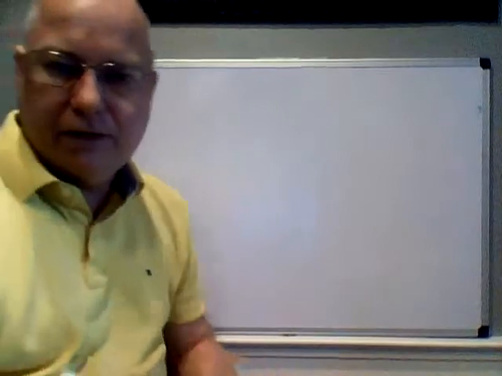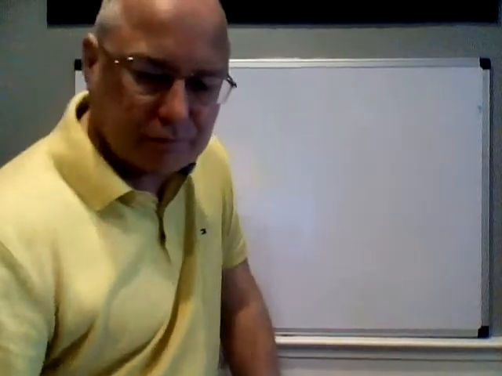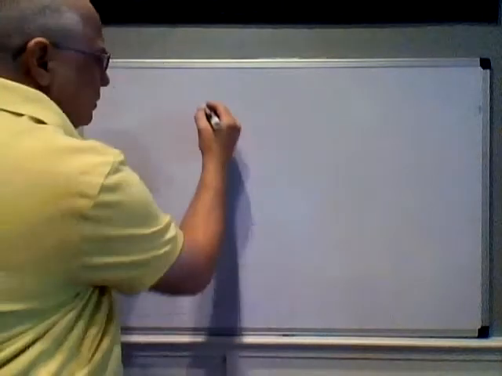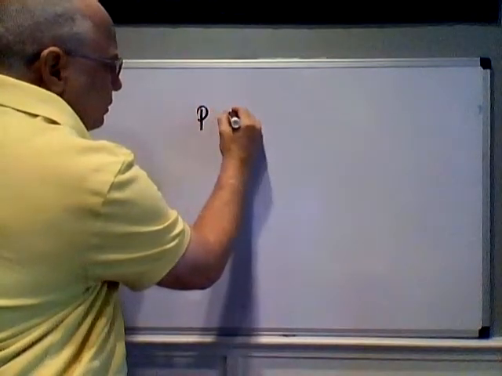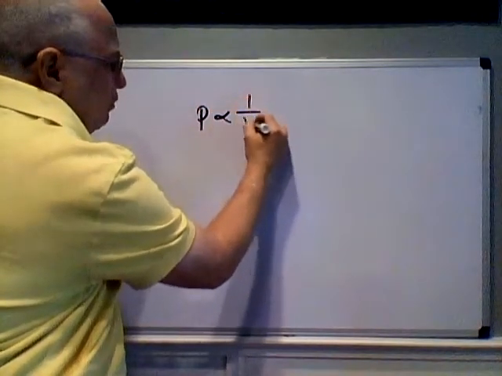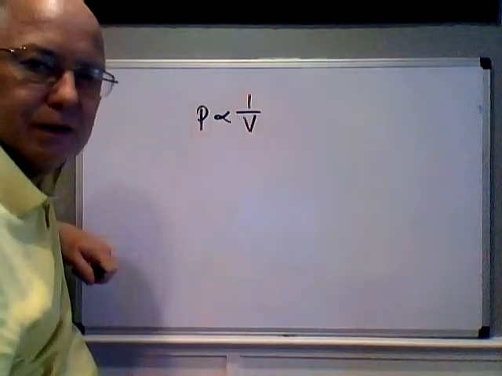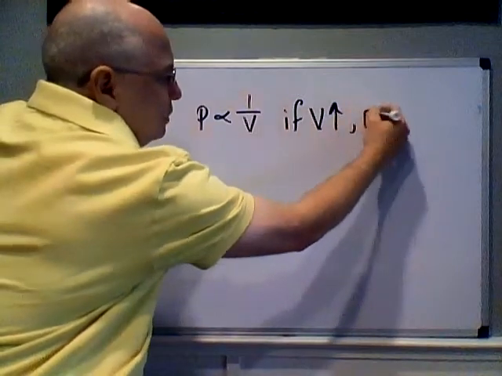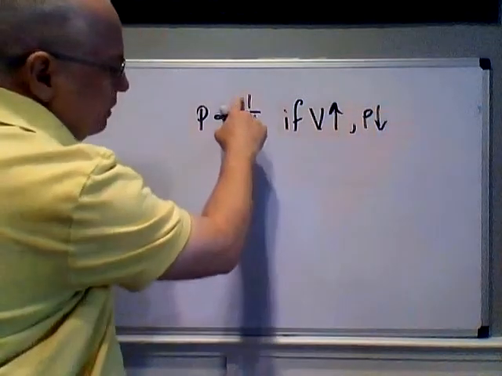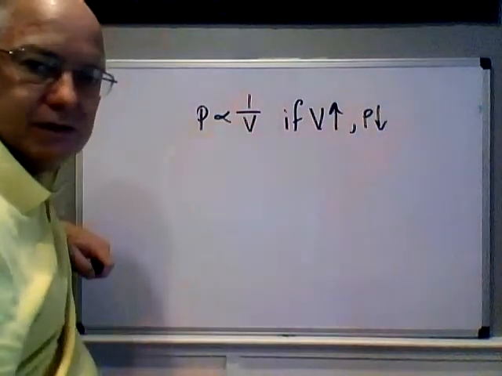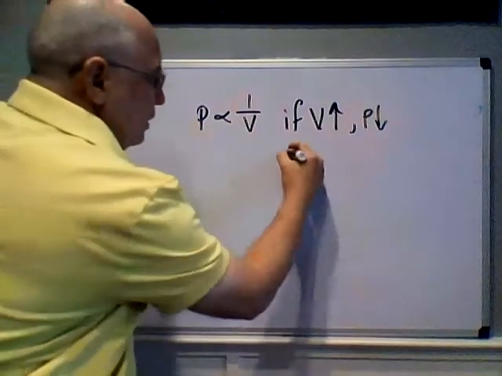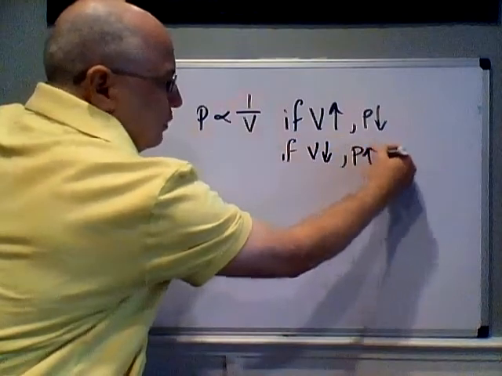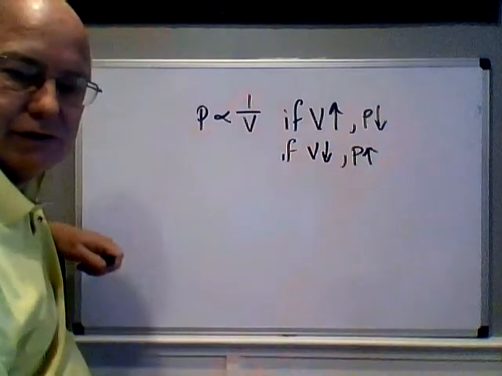So we've talked about inverse relationships before. So let's talk a little bit about this. This is the equation. Pressure is inversely proportional to the volume. What that means is if volume increases, pressure decreases. Anytime I have a 1 over one of these two things, this is the truth. That also means if volume decreases, pressure increases in a system.